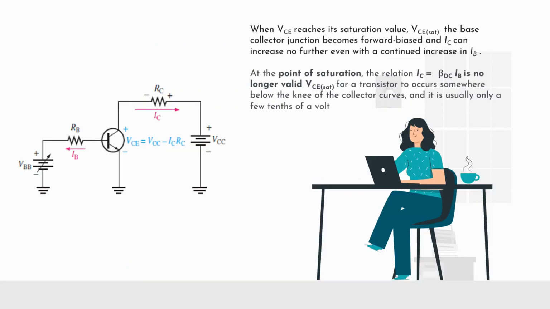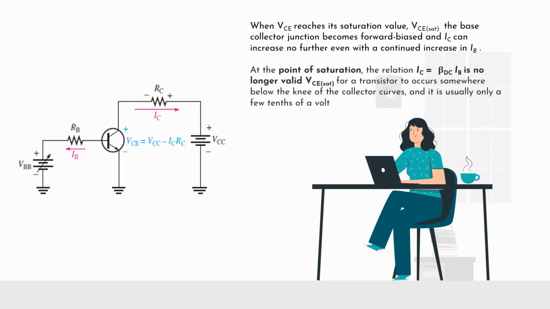When VCE reaches its saturation value, the base-collector junction becomes forward biased and IC can increase no further, even with a continued increase in IB. At the point of saturation, the relation IC equals beta DC times IB is no longer valid for a transistor. Saturation occurs somewhere below the knee of the collector curves, and it is usually only a few tenths of a volt.